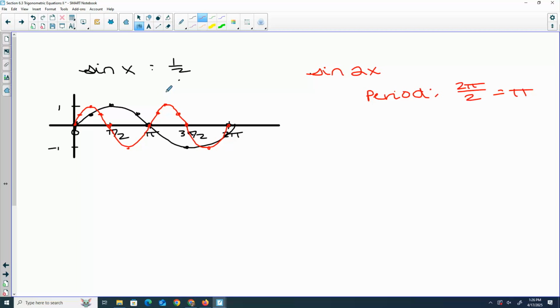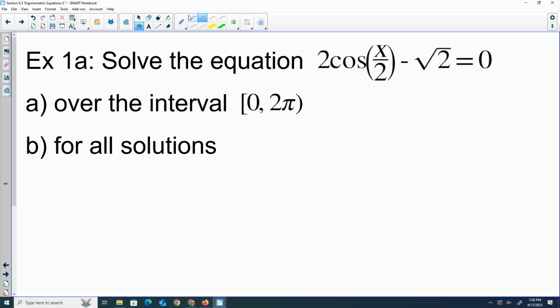So what we're looking at in this section is what happens when your angle changes. We know that changes the period, so it will change how many answers we get. So let's look at this problem.